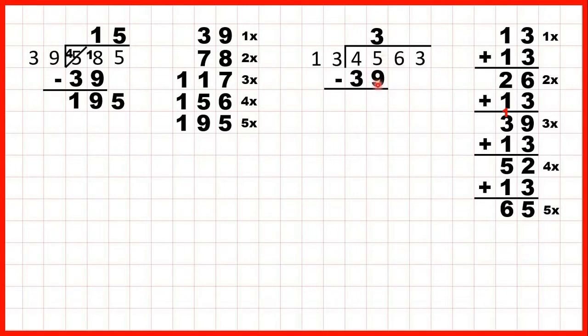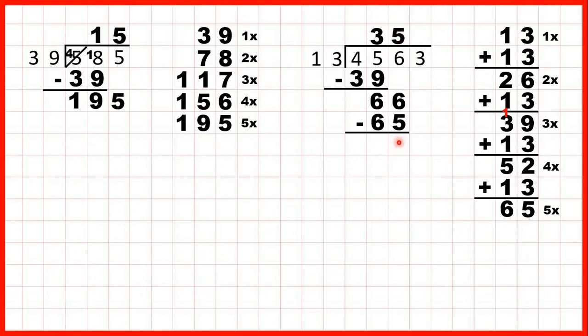45 minus 39 is 6, and we can bring down the next digit, so bring down this 6, so we have 66 divided by 13. Now the closest number to 66 in the 13 times table, which is still less than 66, is 65. So we can write the 65 below the 66, and because 65 is 5 times, we can write 5 as the next digit of our answer.